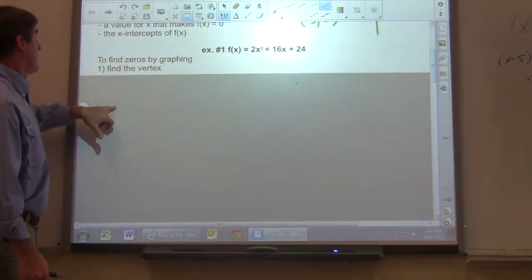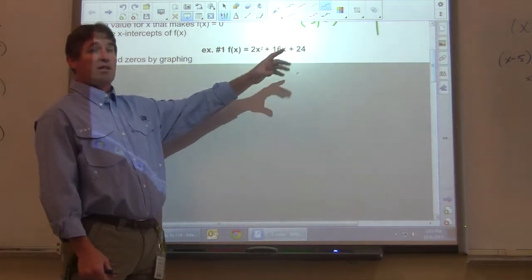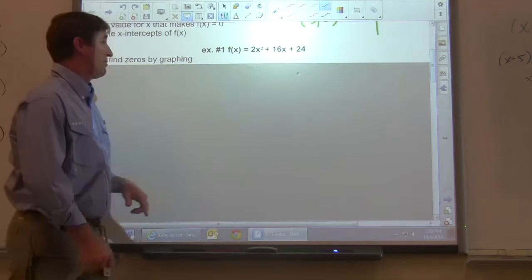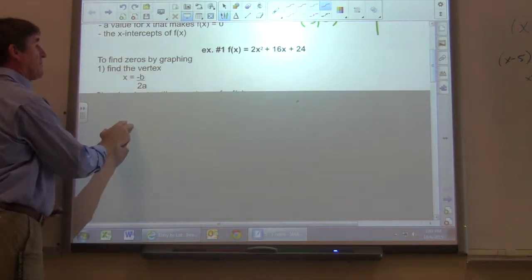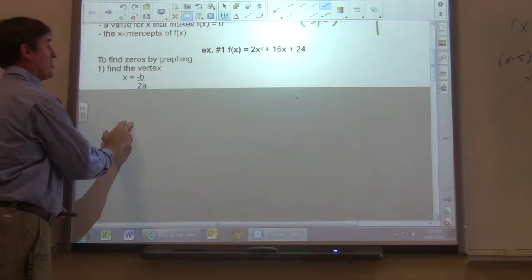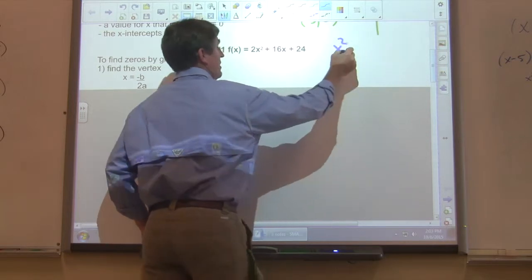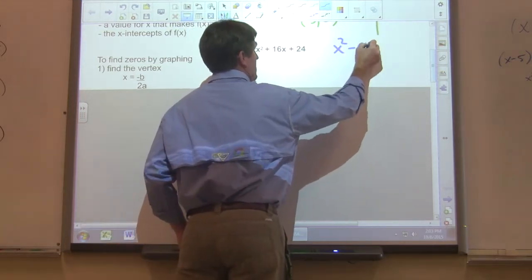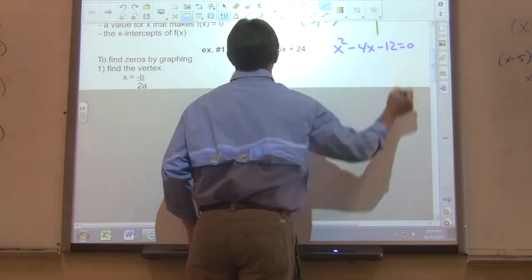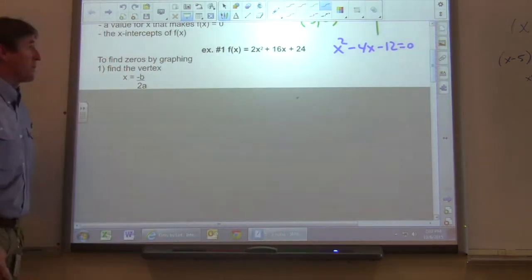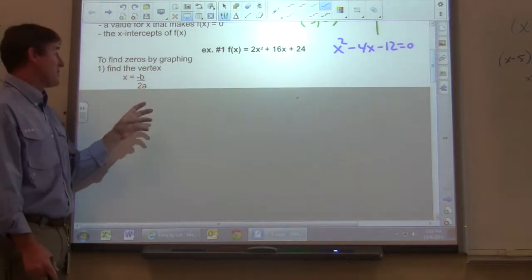So we're going to find the zeros by graphing. This will be the example you'll do on your half sheet, and we'll come back and do that later on. But the first thing we do is we find the vertex. So let's go x squared minus 4x minus 12 equals 0. And so we're going to find the zeros. To do that, you find the vertex, which is what we did on 5.2.